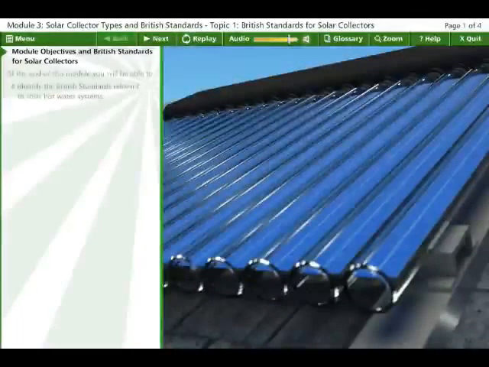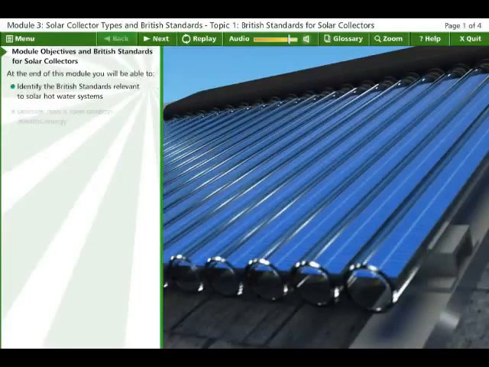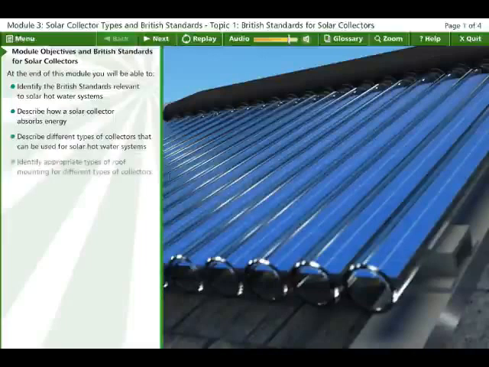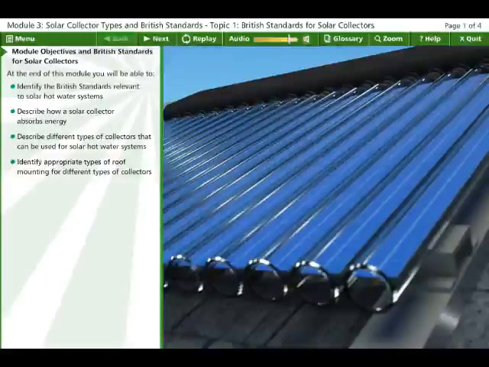This module looks at the British standards relating to solar hot water systems and their importance for the collectors. The different types of collector are also considered, how they work and how they're fixed to the roof.